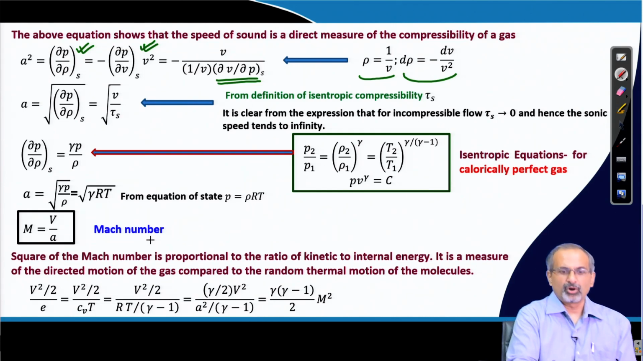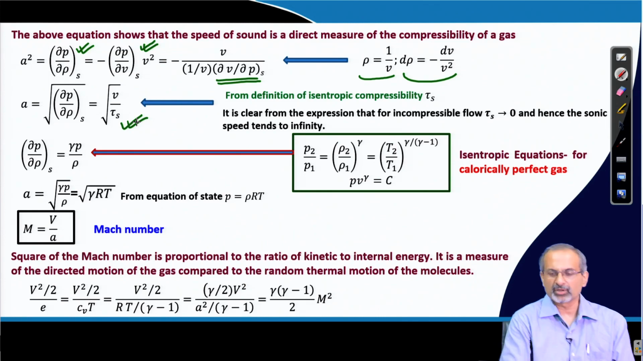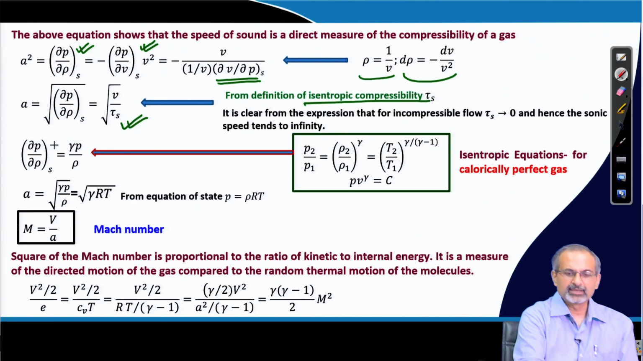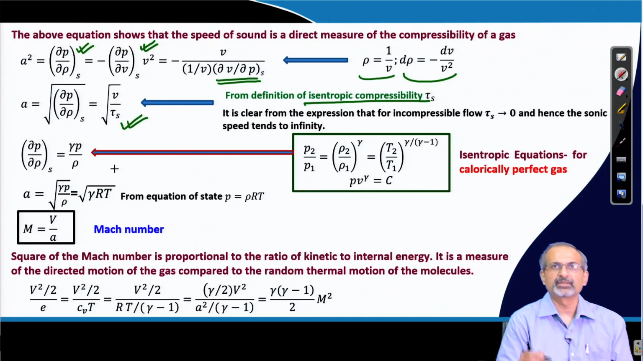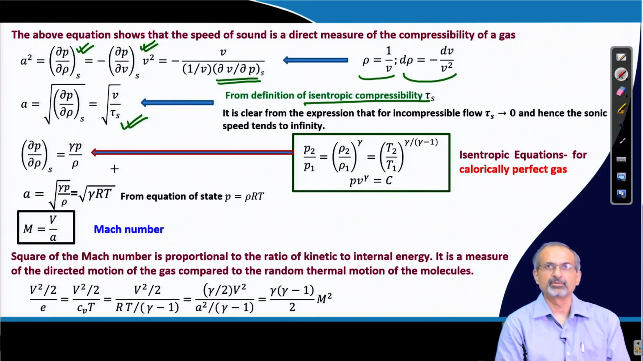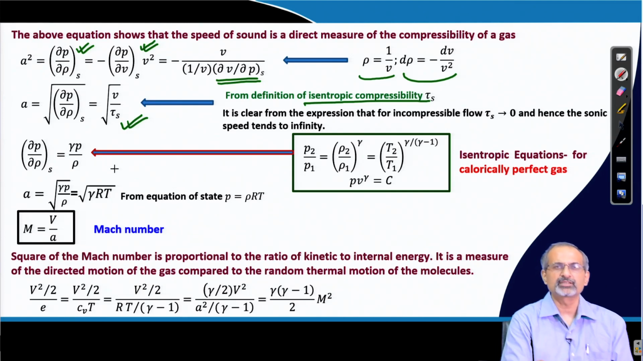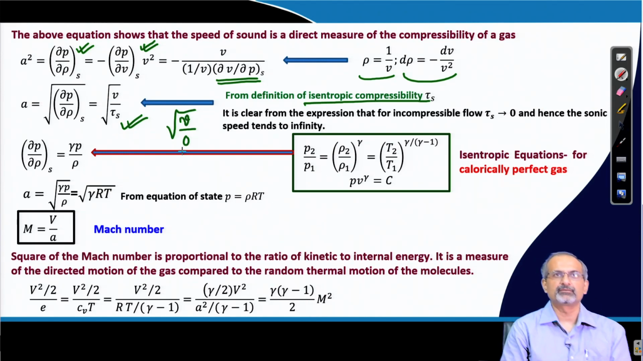So, when you plug all these equations together, what do you get? You get an expression for A in terms of the compressibility. What compressibility are we talking about? We are talking about isentropic compressibility. So, A is under root V by tau s. It is clear from the expression that if tau s tends to 0, that means it is an incompressible flow, then the sonic speed will tend to infinity, because it will be under root V by 0, which will give you the infinite form.